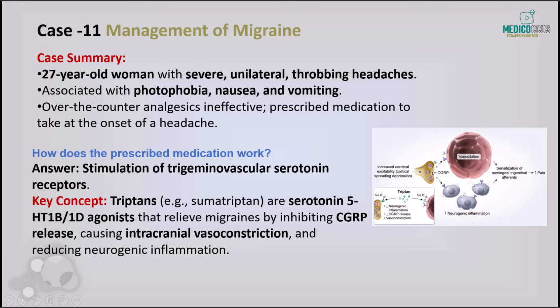Triptans are serotonin receptor agonists that stimulate trigeminal serotonin receptors, inhibiting the release of calcitonin gene-related peptide and other vasoactive neuropeptides. This leads to intracranial vasoconstriction and a reduction in pain through the inhibition of neurogenic inflammation. By targeting the trigeminovascular system, triptans provide effective abortive therapy for migraine attacks.